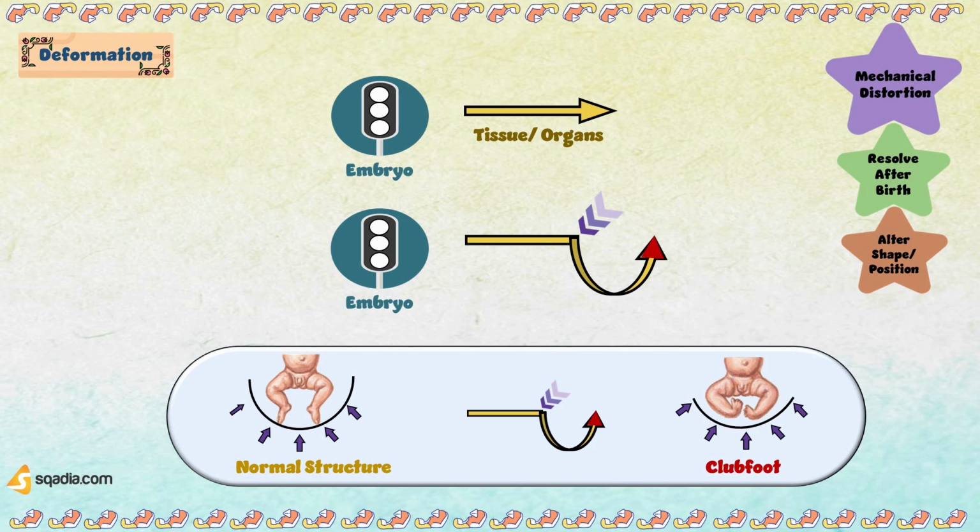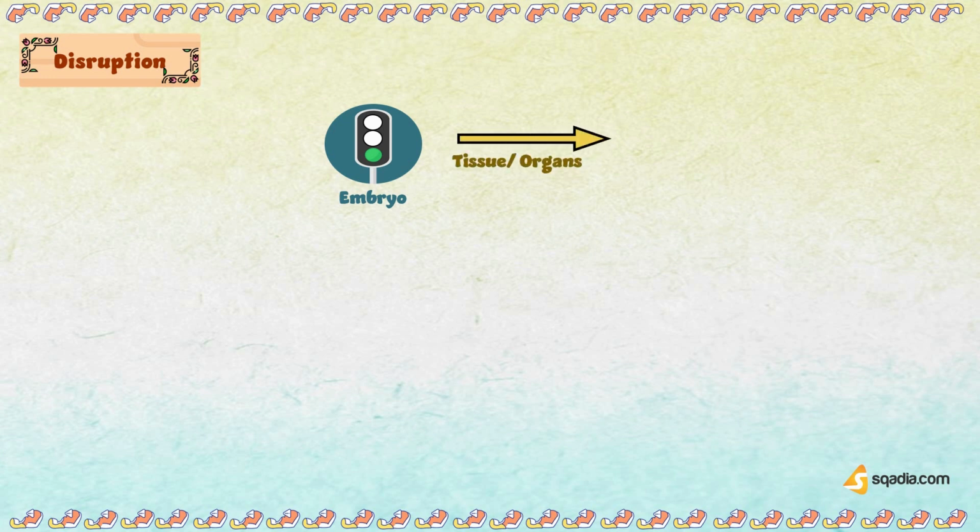Now class. Moving forward. Next single congenital abnormality is the disruption. This green traffic light represents normal healthy embryo, while the arrow is representing the development of normal organs and tissues. Just like deformation, structure will develop normally until the extrinsic defect occurs in fetal life and growth is discontinued.